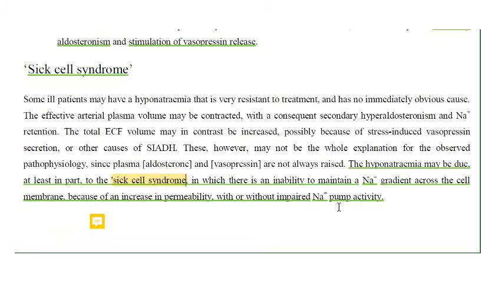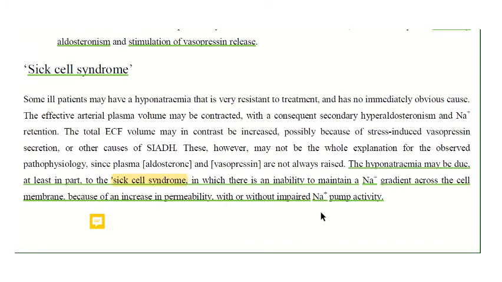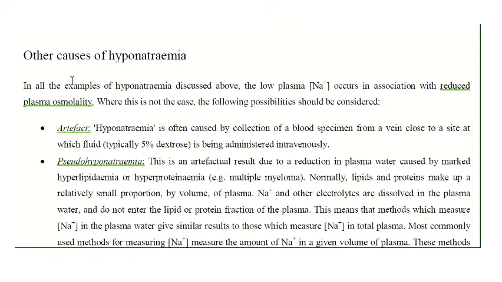هذا sodium pump هو موجود على cell membranes found in many cell plasma membranes, powered by ATP, وهذا البump moves sodium and potassium ions in the opposite directions, each against its concentration gradient. يصير with or without impaired sodium pump activity. هذا بالنسبة للsick cell syndrome. Other causes of hyponatremia.